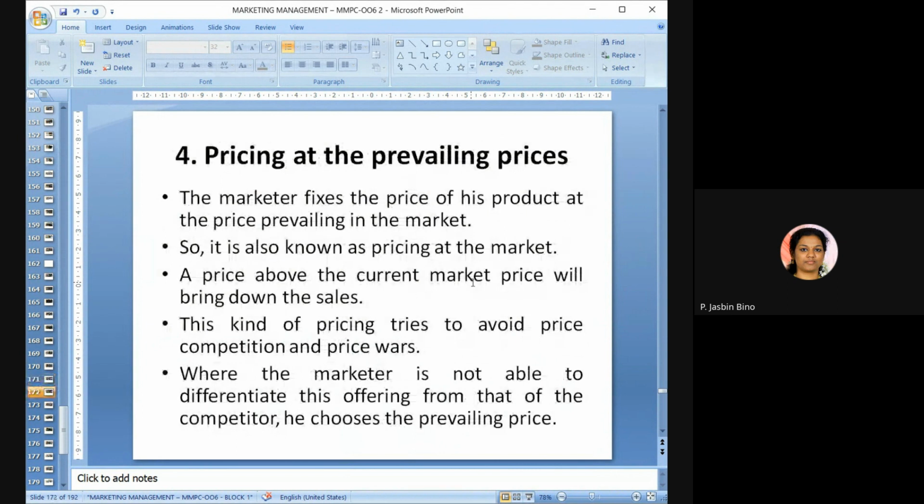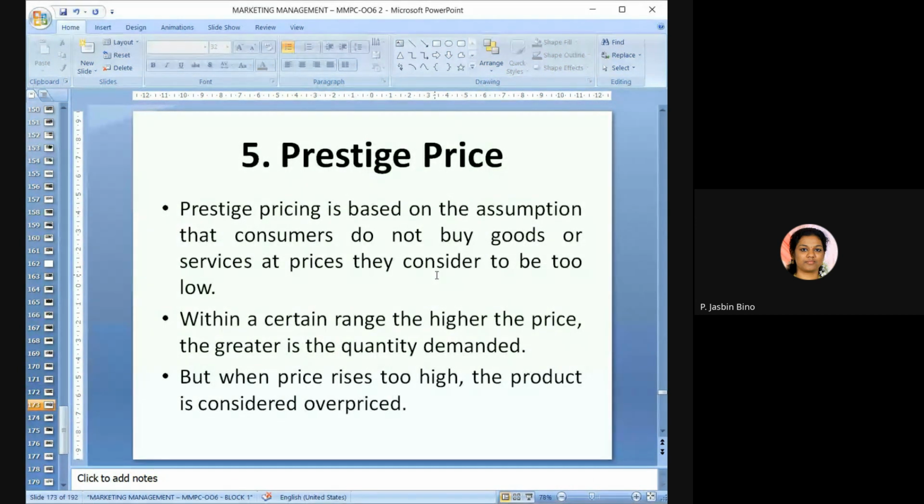Next one, pricing at the prevailing prices. The marketer normally fixes the price of his product at the price prevailing in the market. So, whatever price is in the market, they will be fixing the price for the product. The price above the current market price will normally bring down the sales of the product, so they'll not fix the price above the prevailing price in the market. This kind of pricing normally tries to avoid price competition and price wars. Here, the marketer is not able to differentiate his offering from that of the competitor, so he chooses the prevailing price.